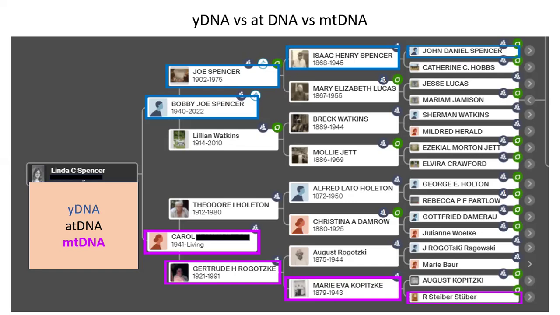Now, the purple on this screen, pink or purple, is for the mtDNA. You have got the mothers, mothers, mothers, mothers. And as you'll notice, you're going to have different surnames: Rogotsky, Kapitsky, Stieber. You've got different names to follow those. That is probably the one least worked with so far. However, Family Tree DNA is starting to focus on mtDNA the same way they were doing the Y-DNA, which means stay tuned. There's going to be more to come that you can utilize with the mtDNA.